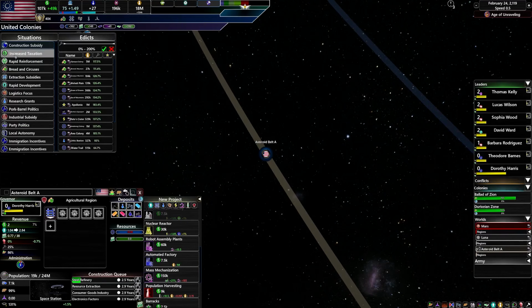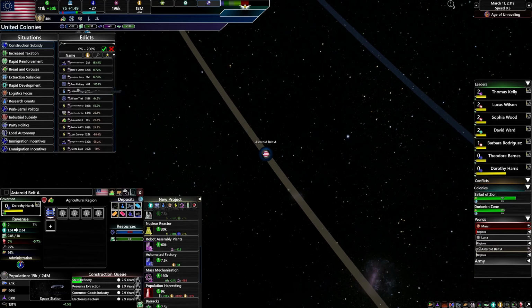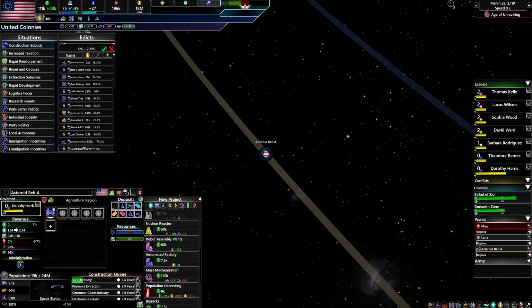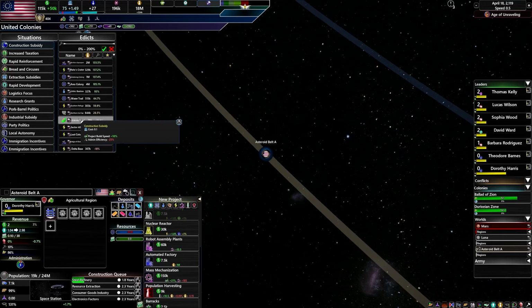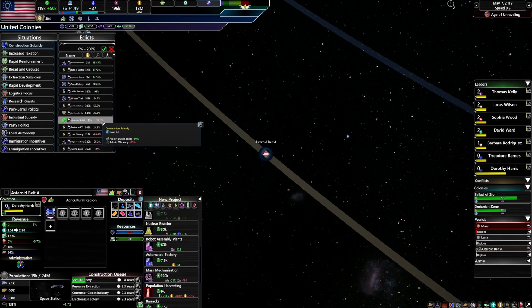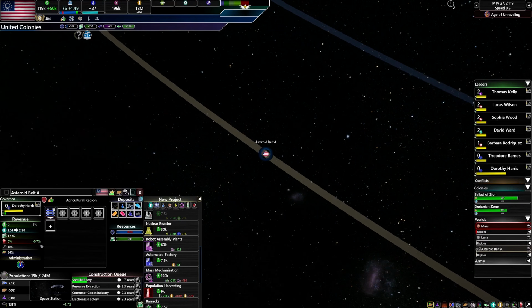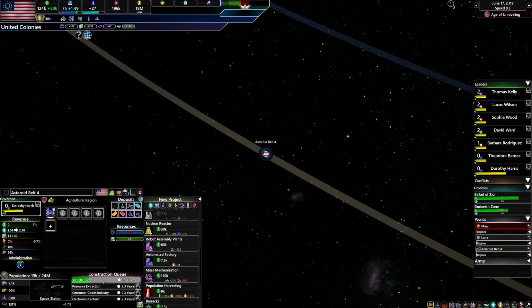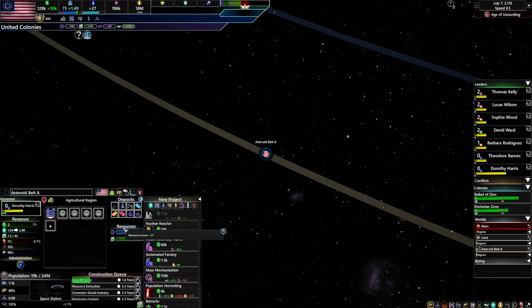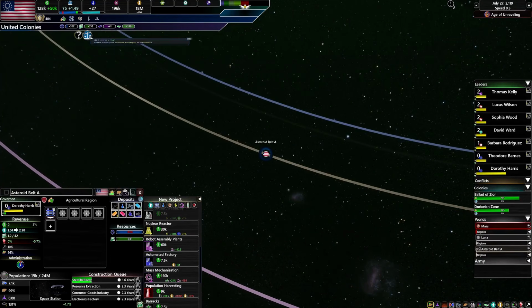And what I'm also going to do is give a construction subsidy to this planet. Which is, if I find it, there it is, okay? I don't really care about the admin efficiency right now since it's not getting me very much, but I need these to get done faster because the faster they get done, the more resources I get out of them.